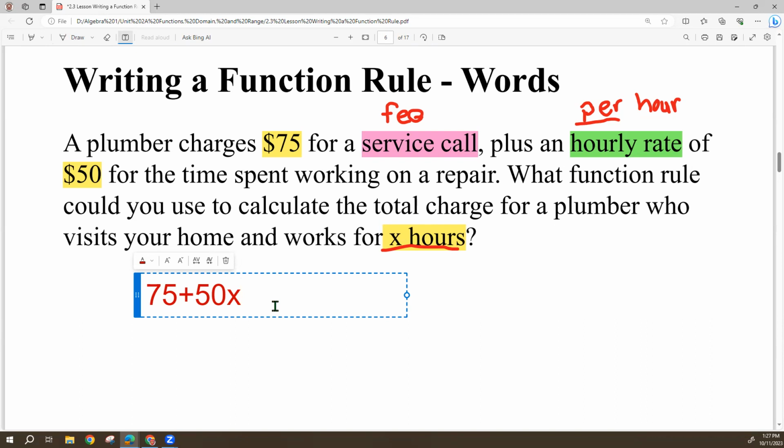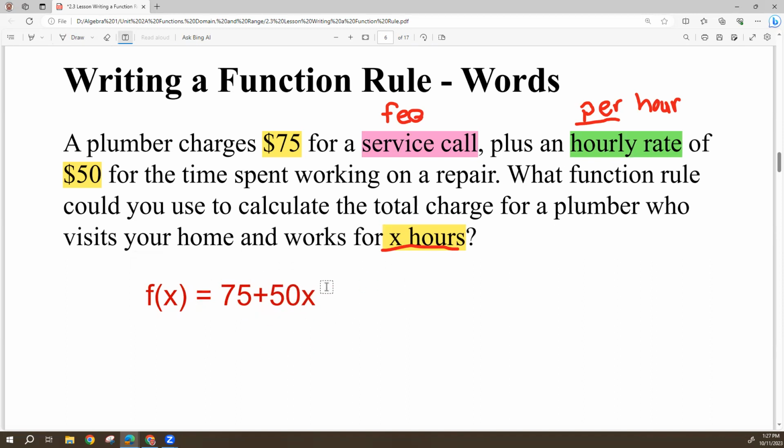And the way they are going to determine how much we owe them is they are going to plug in the number of hours for X. And so we can write this as a function rule by putting f of X at the front and putting an equal sign. X is our number of hours.